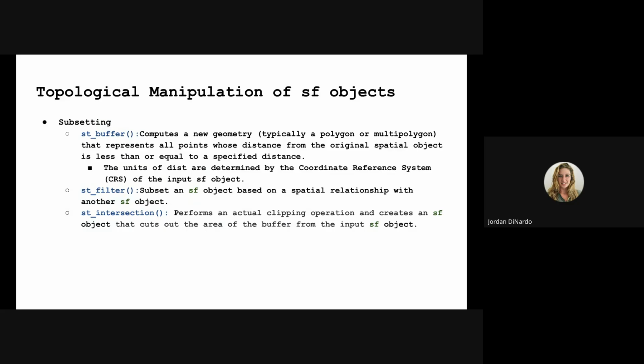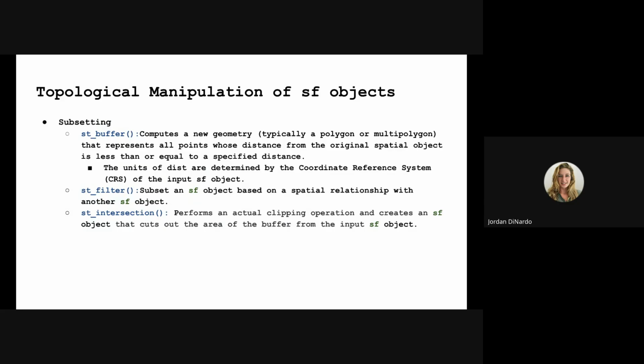The units here are important. The units that you provide in terms of what you want your buffer to be have to be consistent with your coordinate reference system. So if you're working in WGS84, the units of your buffer are in degrees, whereas if you have a projected coordinate reference system, then your units would be in meters. So that's something important to remember, and I've just pointed that out here. The units are determined by the coordinate reference system of your input SF object.